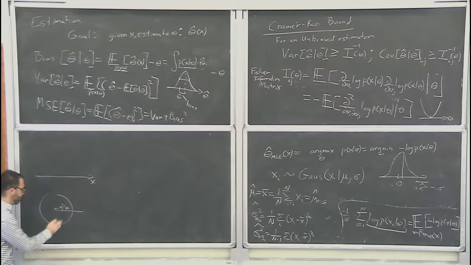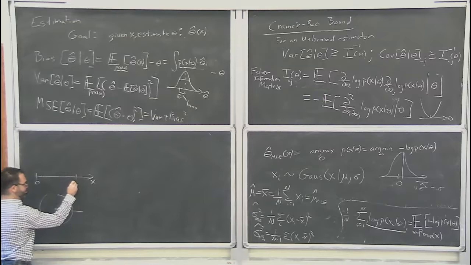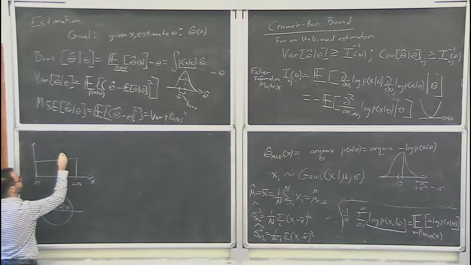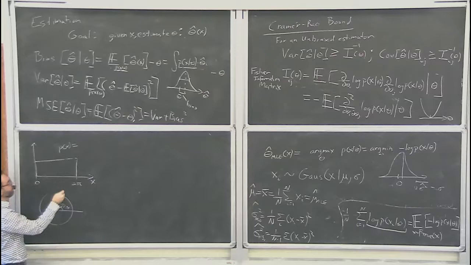So if you flick the spinner and it spins around a lot of times, what would you expect the distribution of X to look like? Uniform between 0 and 2 pi, right? Yeah. Okay, so there we go. And so this is P of X, and P of X equals, what is it? 1 over 2 pi, exactly, because it has to be normalized.